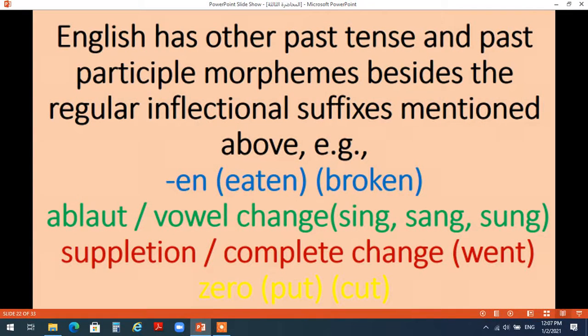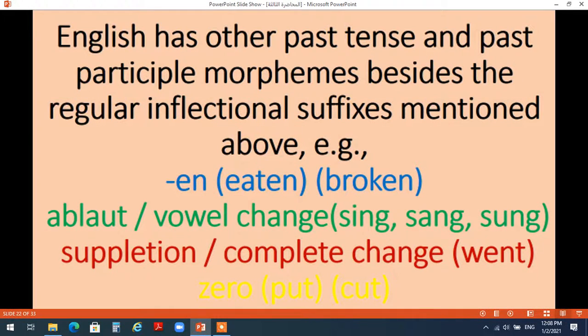English has other past tense and past participle morphemes besides the regular inflectional suffixes mentioned above. Okay, when we talked about the past tense and past participle morphemes قلنا ببساطة ممكن أن أضيف الدي أو الإيدي ويتحول عندي الفعل from being in the present tense into being in the past tense. This is applied for regular verbs للأفعال القياسية أو الاعتيادية. أما إن كان الفعل غير قياسي irregular عندي ثلاث حالات.